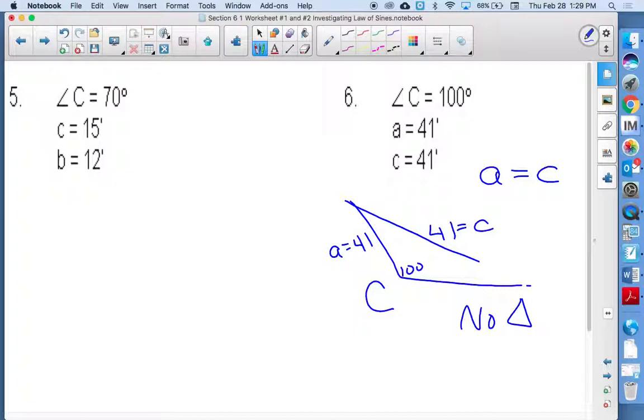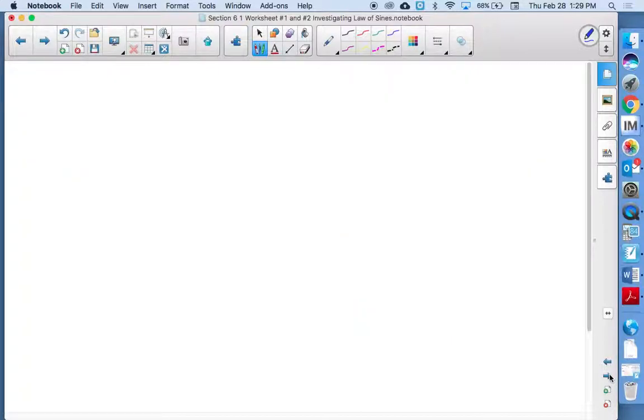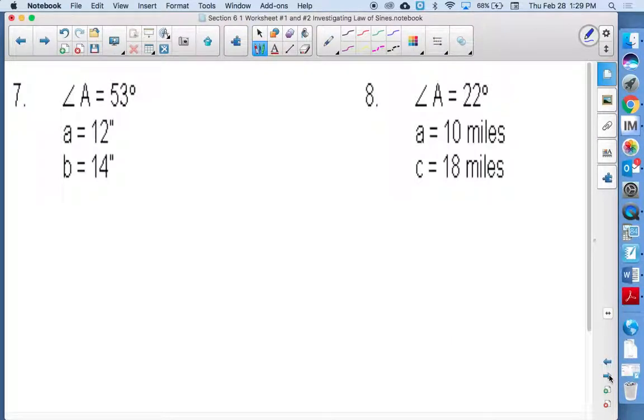If it was an isosceles triangle and my angle was different, it would be fine. But that would require the angle to be acute, not obtuse. Number 7 should be 2 triangles, and number 8, so both of them are 2 triangle cases. Number 9 is 1 triangle.